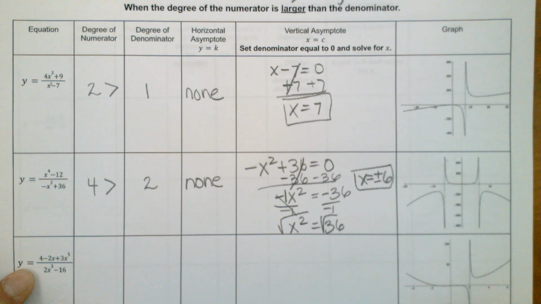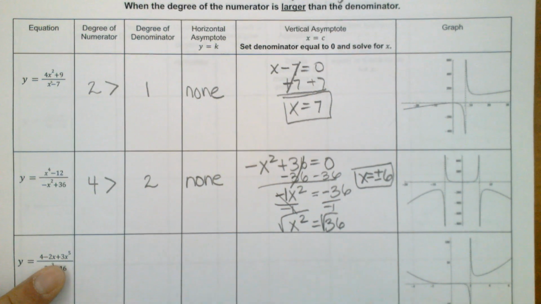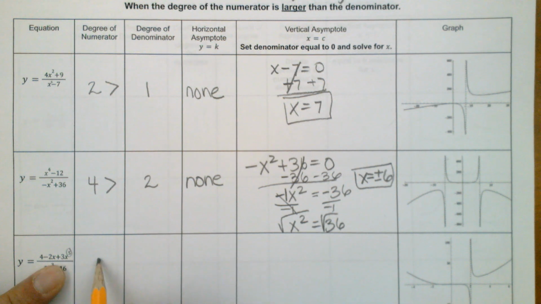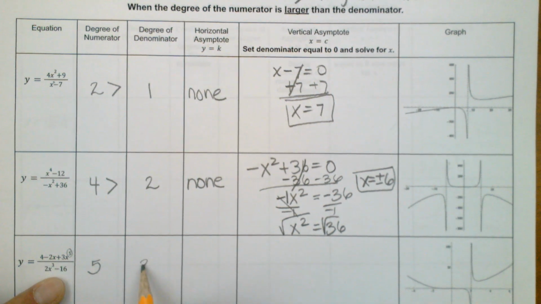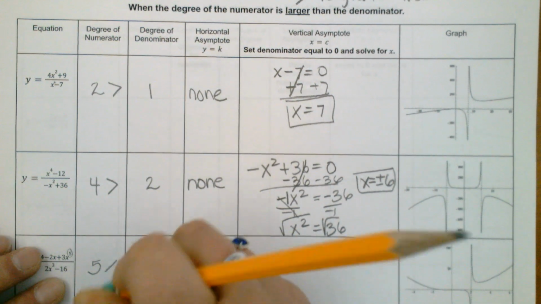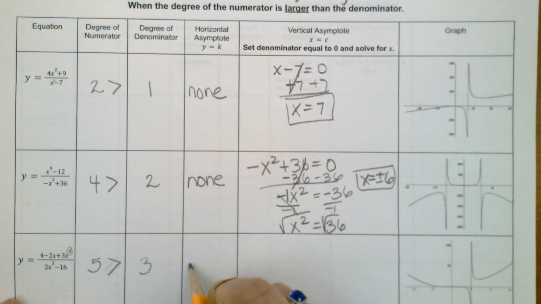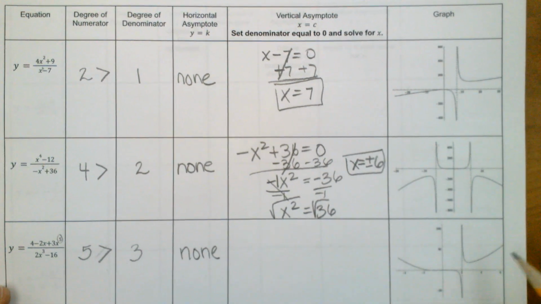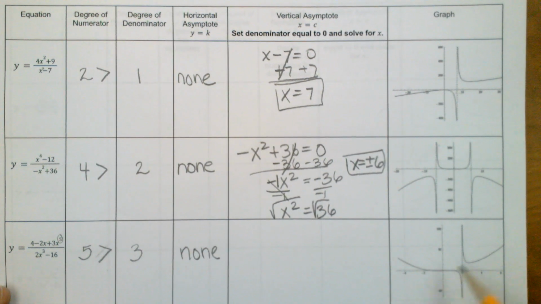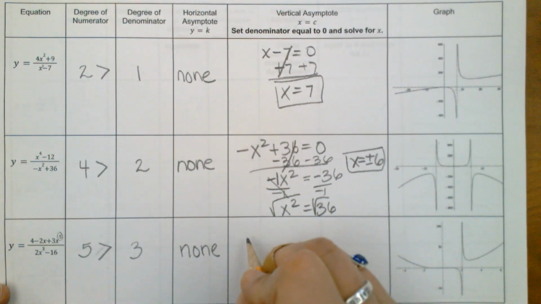Okay, next, y equals the quantity of 4 minus 2x plus 3x to the 5th power divided by the quantity 2x cubed minus 16. In the numerator, be careful, the highest exponent is 5. Even though it's the last term, it still has the highest exponent. In the denominator, it's 3. This is going to be greater than, which means that it has no horizontal asymptotes. And you can clearly see that it's just going to keep going up. So it's not approaching any number, so it has none.